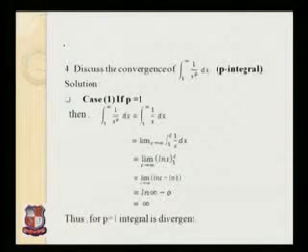Now it is a first kind improper integral. We replace infinity by some number c, then we can write this as limit c tends to infinity, integration from 1 to c of 1 upon x dx. Again integrating 1 upon x, we know that the integration of 1 upon x is ln x, so it is limit c tends to infinity of ln x from 1 to c. It is equal to limit c tends to infinity, applying the upper limit we have ln of c, applying the lower limit we have ln of 1.